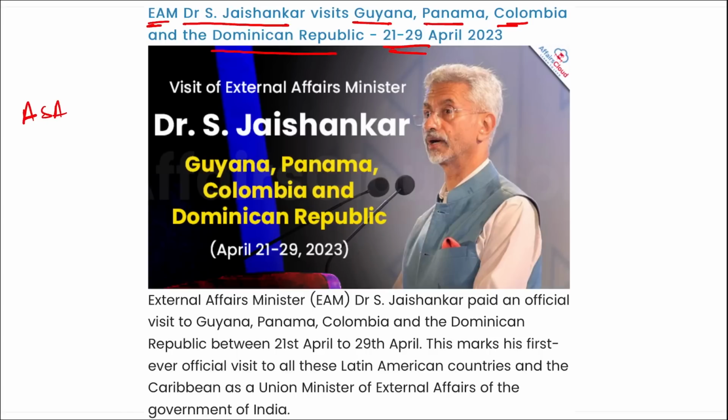Then second, Dr. S. Jaishankar joined Irfan Ali, who is the president of Guyana, for the commissioning ceremony of the GRSC-built ocean-going passenger cum cargo ferry, that is Malisha. This was also inaugurated in Guyana itself. Correct? So these are some things that you need to remember, and some other deals were also signed during his visit.